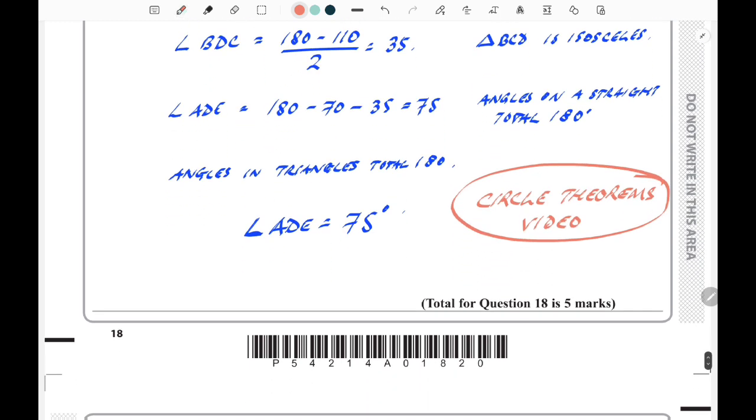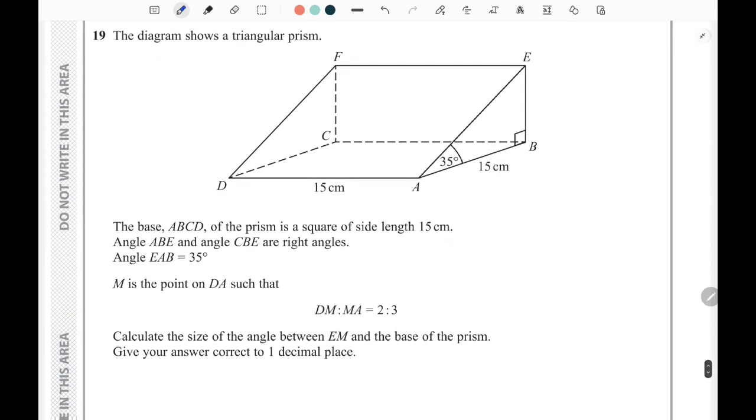Okay, right, and we're almost there. So what we have here is a triangular prism. Triangular means the end face. And then it gives you a whole lot of data based on this. The base ABCD of the prism is a square. It doesn't look much like it in the diagram, but it is a square because you've got side lengths of 15 and 15.